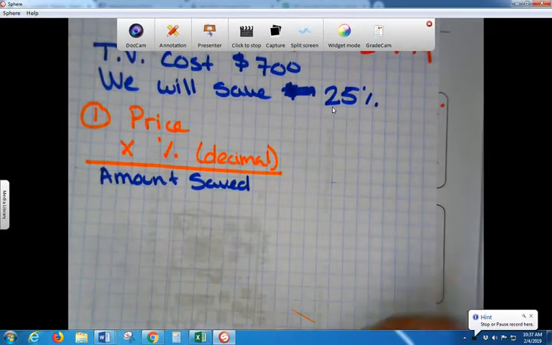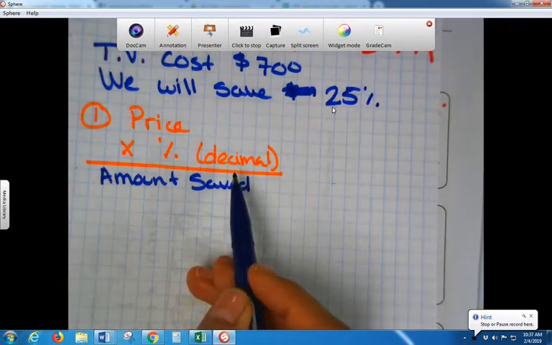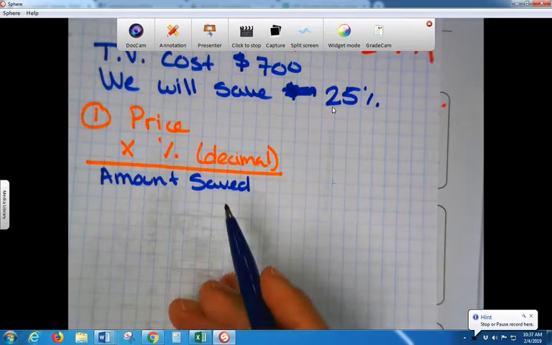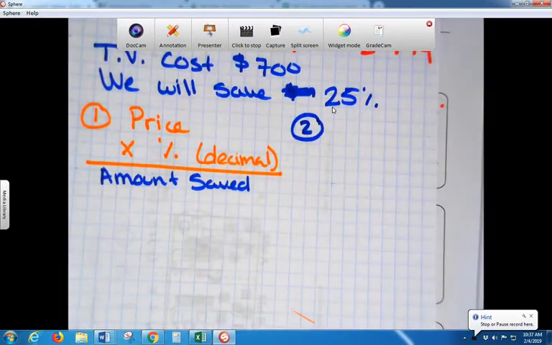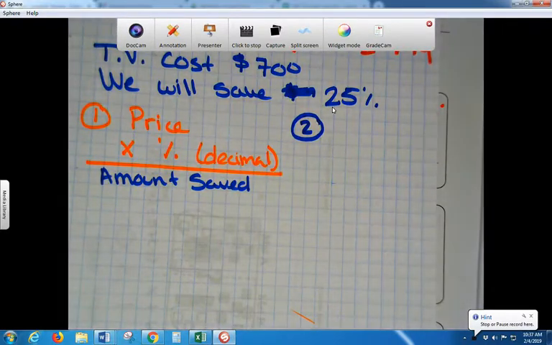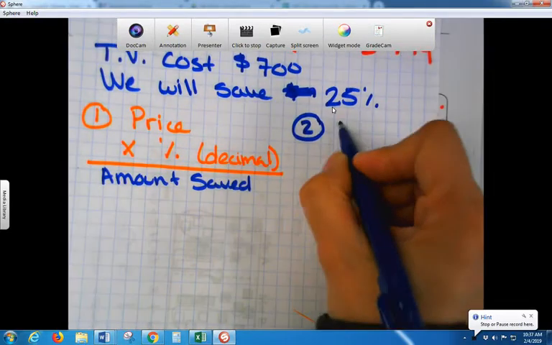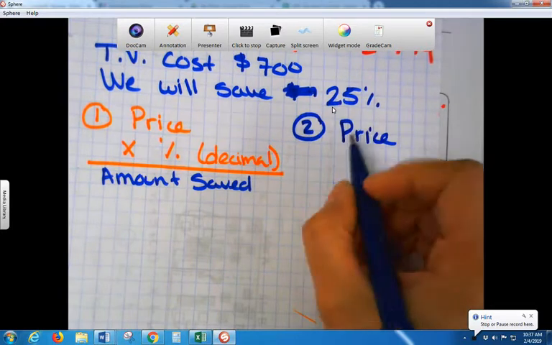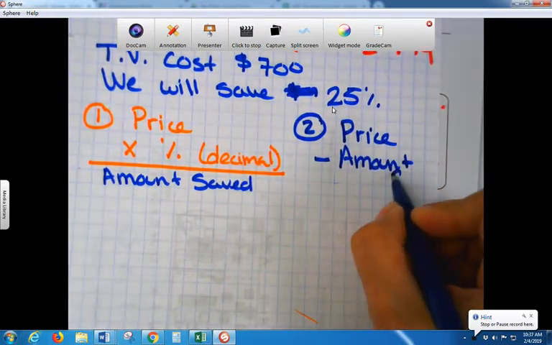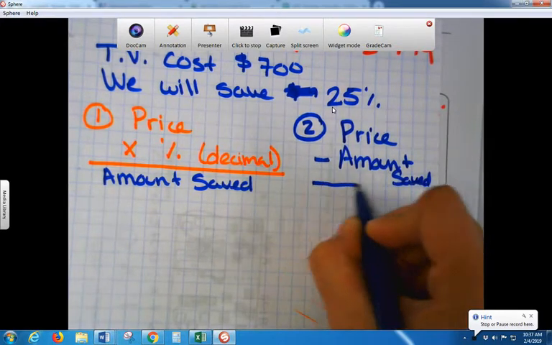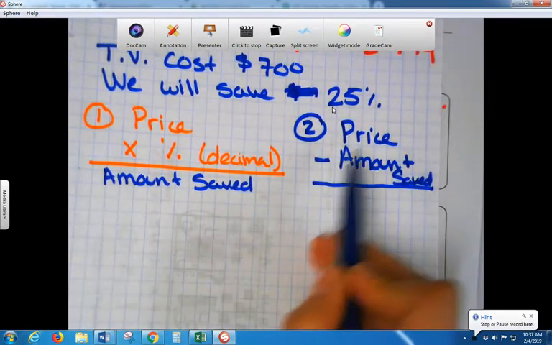So you take your price, you multiply it by your percent written as a decimal. That will be your amount saved. Now your second step, so it's discount. Am I going to add or subtract the amount saved? You're going to subtract. So you're going to take your price and you're going to subtract your amount saved.